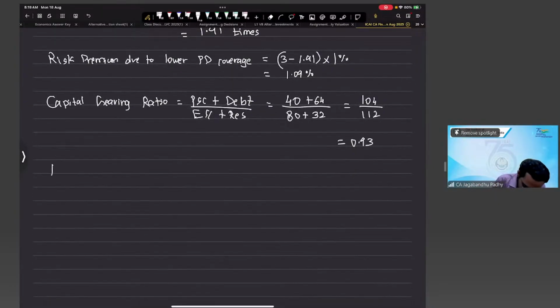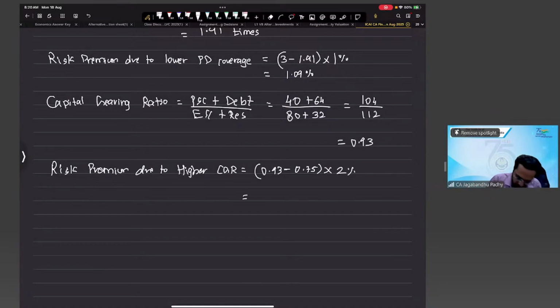So what will be the risk premium due to higher capital gearing ratio? 0.93 minus 0.75, into 2%. Okay, so how much is this? 0.93 minus 0.75 into 2% is 0.36. So that's the risk premium, 0.36. Right?